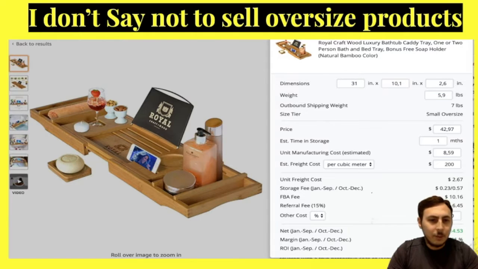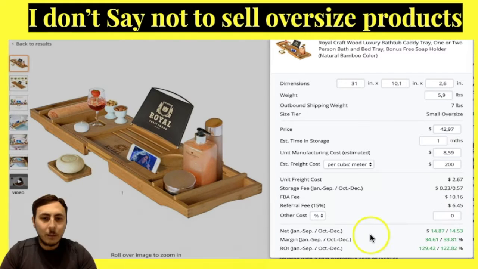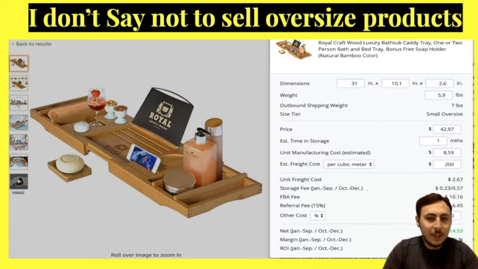For example, this product is an oversized item, but look at the profit margin, almost 35%. And this product's revenue is over $80,000 monthly. So fulfillment fees of this type of products are high, but the selling price is also high.